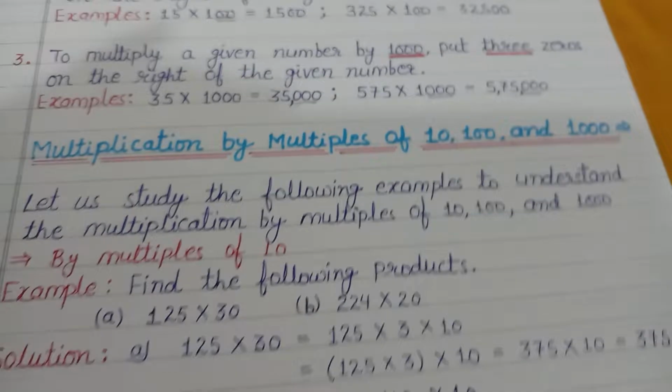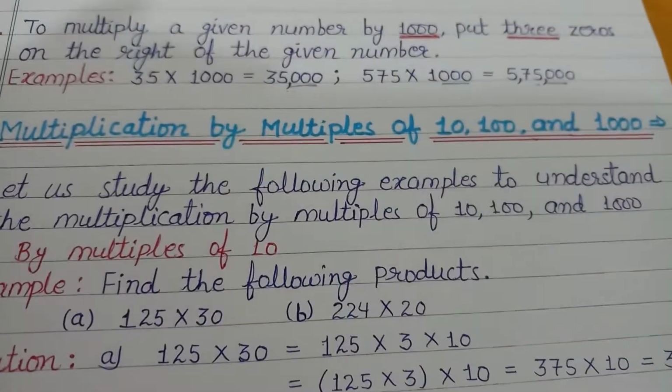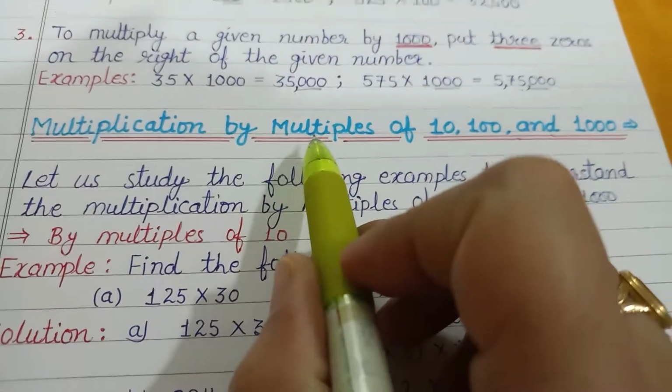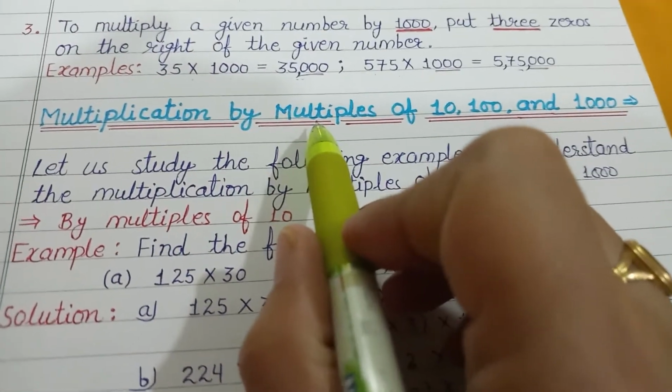Now, multiplication by multiples of 10, 100 and 1000. About multiples we will learn afterwards in this chapter.